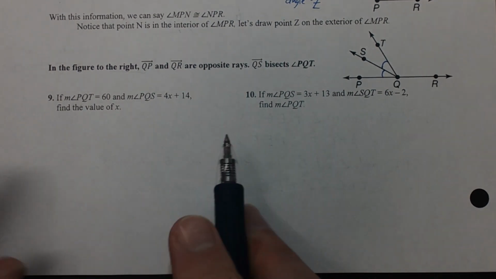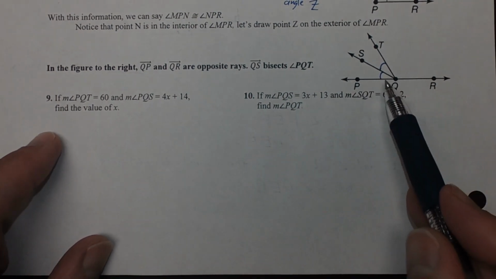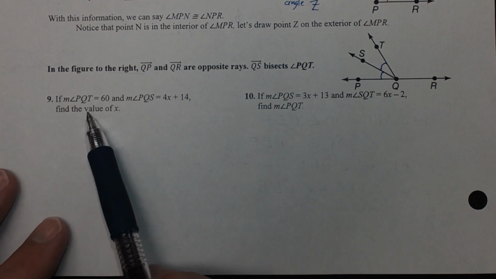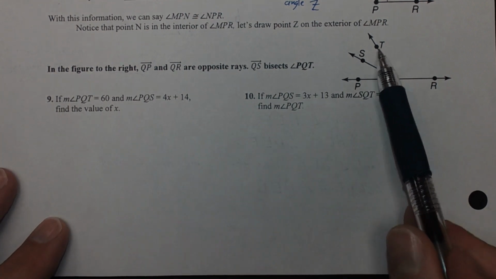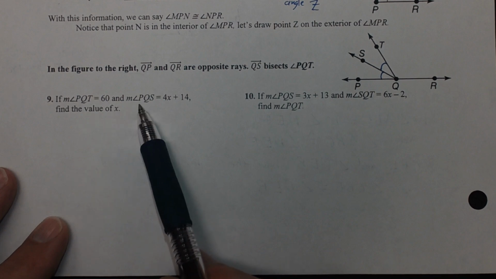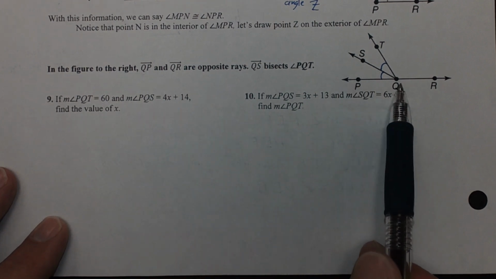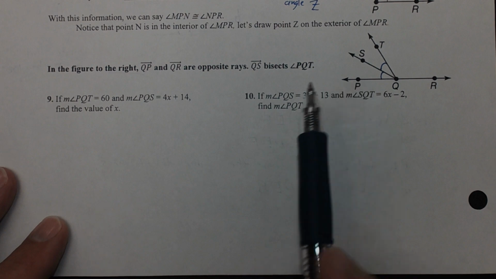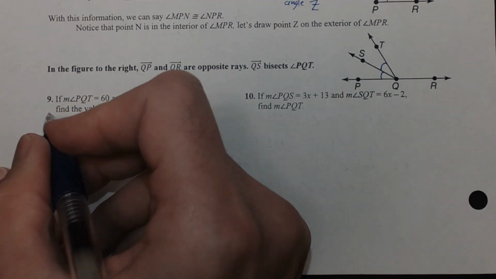So again, we're going to have two different problems make use of the same figure. I'm going to try not to mark it up the first time, because that would confuse us for the second time. If the measure of angle PQT, that's the bigger one that got bisected, is equal to 60 degrees, angle PQS, that's one of the smaller ones, half as big, is equal to 4x plus 14. What is x? That's what we're trying to find.